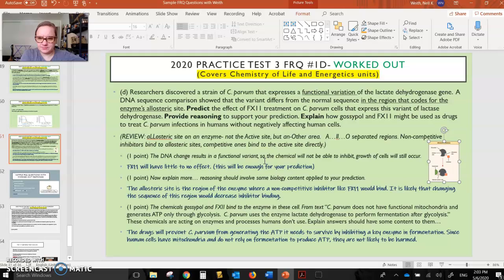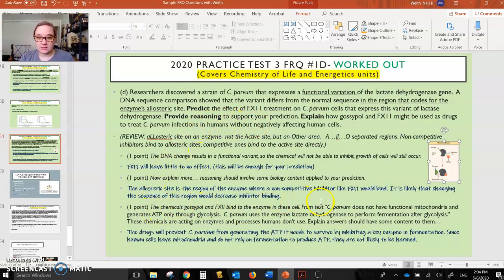And the last one, explain how glossy pollen FX2 might be used as drugs to treat C. parvum infections. This, again, is a cell that gets inside of our digestive system, makes us sick. We're trying to kill that cell, but not us, okay? Explain why these drugs treat C. parvum infections in humans without negatively affecting human cells.